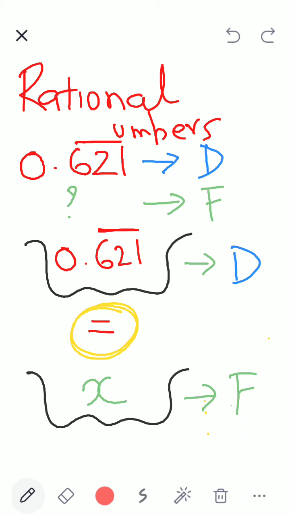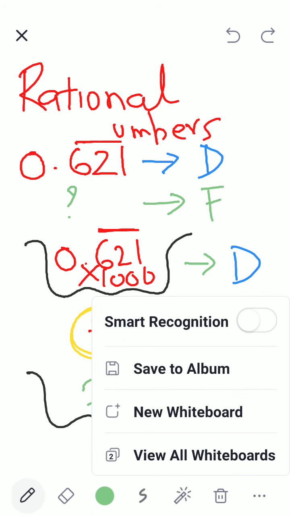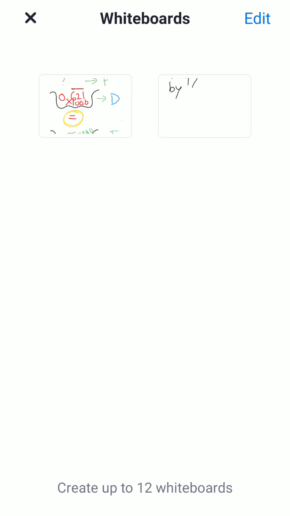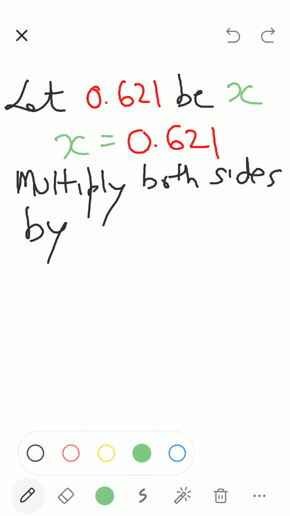So how many digits are recurring? Three. Who's saying two? Three. So I will multiply this by 1000. So I will multiply x also by 1000. Clear? So I will multiply both sides by 1000.